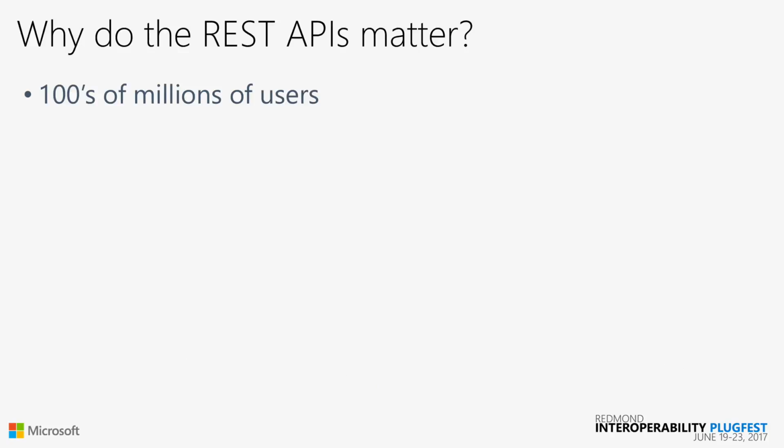Why do REST APIs matter? Why would we invest our time building our application using these REST APIs? Number one, using the Microsoft REST APIs or the Outlook REST APIs or the Graph APIs, you will be able to access hundreds of millions of users. You will not only be able to access the Office 365 users, but you will also be able to access the Outlook.com consumer users. So a single API provides you reach to a large number of audience.